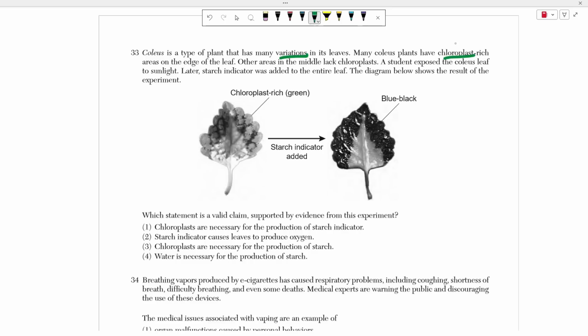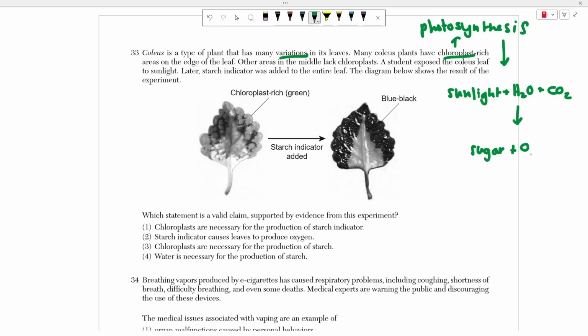So remember, what are chloroplasts used for? They're used for photosynthesis. And what were we just talking about? Autotrophs undergo photosynthesis, where you take sunlight plus H2O plus CO2, and you turn that into sugar plus O2. Now, in this case, that's exactly what's happening. This is what happens inside of the chloroplast. So the chloroplast is taking in these elements and is producing this sugar and this oxygen, okay?